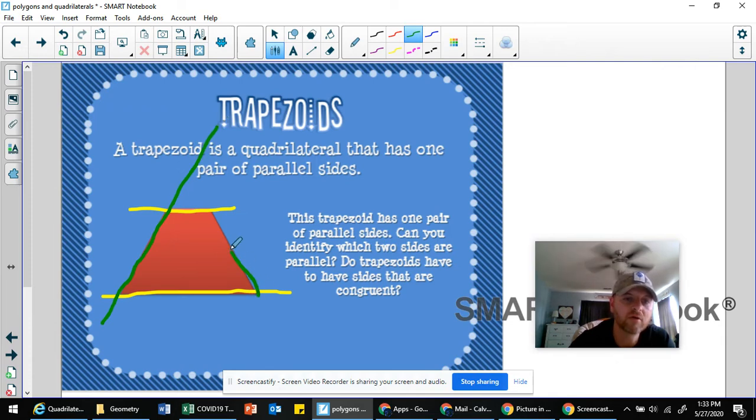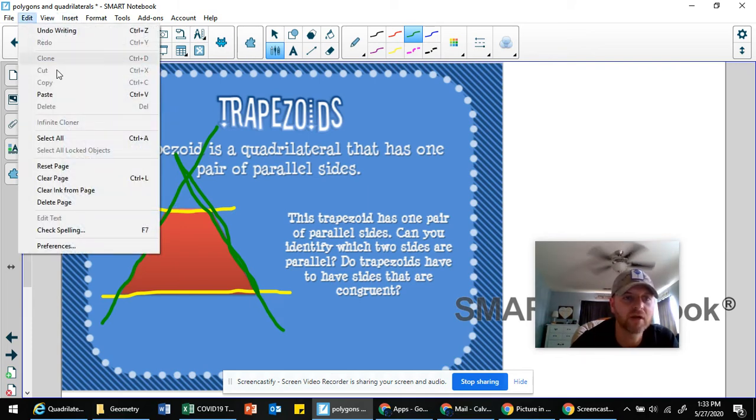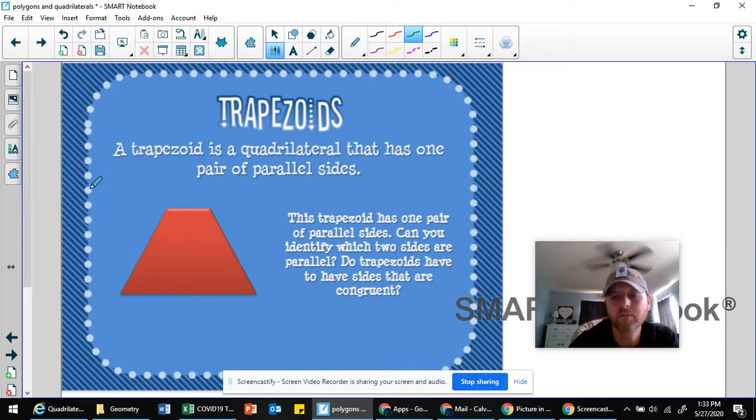If these were parallel, then they would never intersect even after you extended them. But notice, if you kept going, they eventually intersect. They are not the same distance apart. They're far away down here, and as you go up, they get closer and closer together. So that is why a trapezoid, we're saying, only has 1 pair of parallel sides, okay? So any quadrilateral that has exactly 1 pair of parallel sides is called a trapezoid.